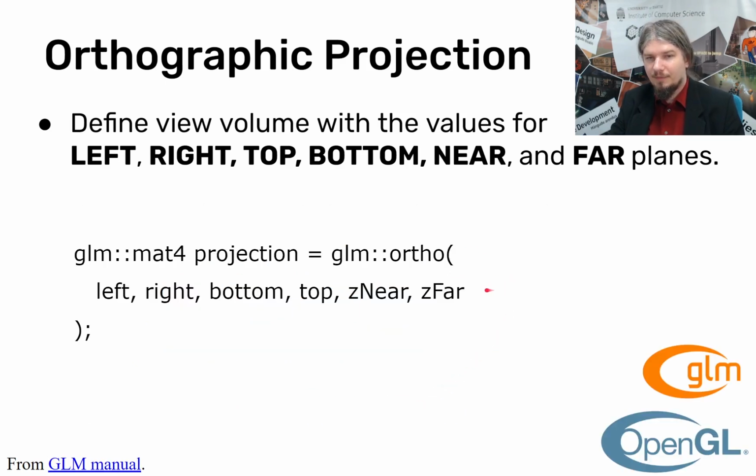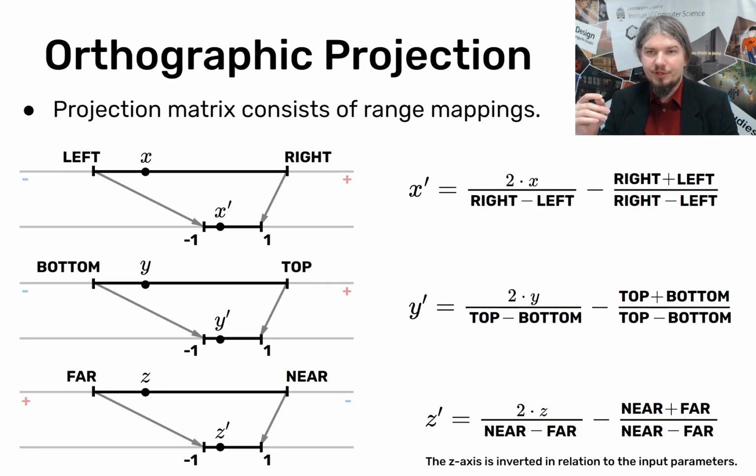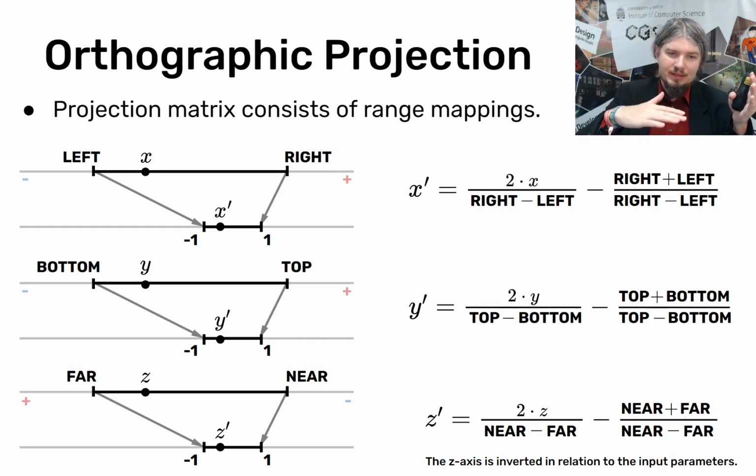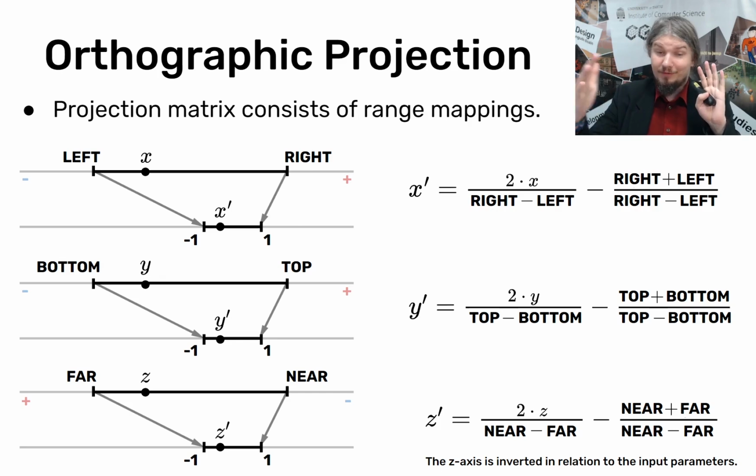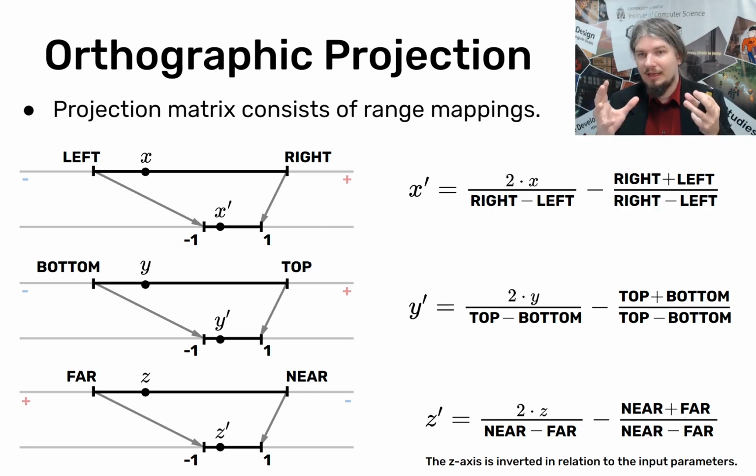Or with GLM, you define the orthographic projection matrix by the same parameters. Now this orthographic projection matrix consists just of range mappings. We have defined this big box from left to right, bottom to top, and near to far, and we want to squish it down into another box from -1 to 1. So all that the matrix has to do is map those three ranges into this -1 to 1 range.